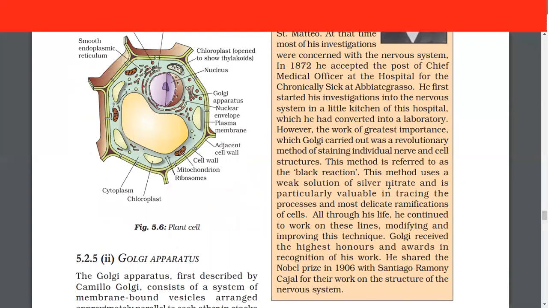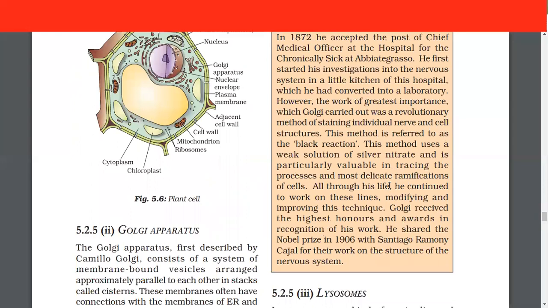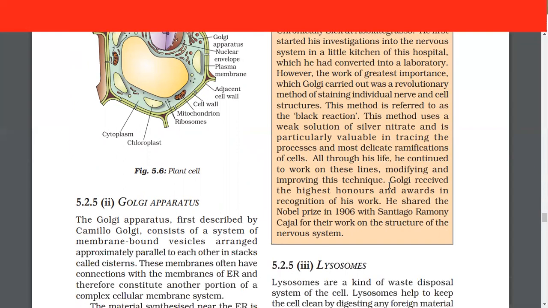However, the work of greatest importance which Golgi carried out was a revolutionary method of staining individual nerve and cell structures. This method is referred to as the black reaction. This method uses a weak solution of silver nitrate and is particularly valuable in tracing the processes and most delicate ramifications of cells. All through his life, he continued to work on these lines, modifying and improving this technique.